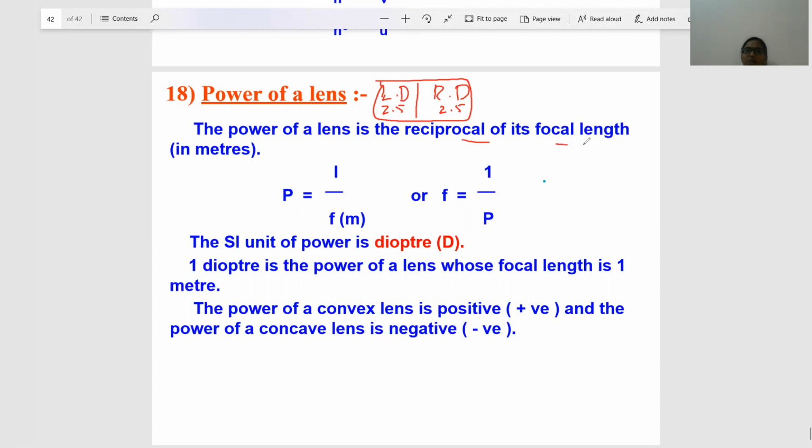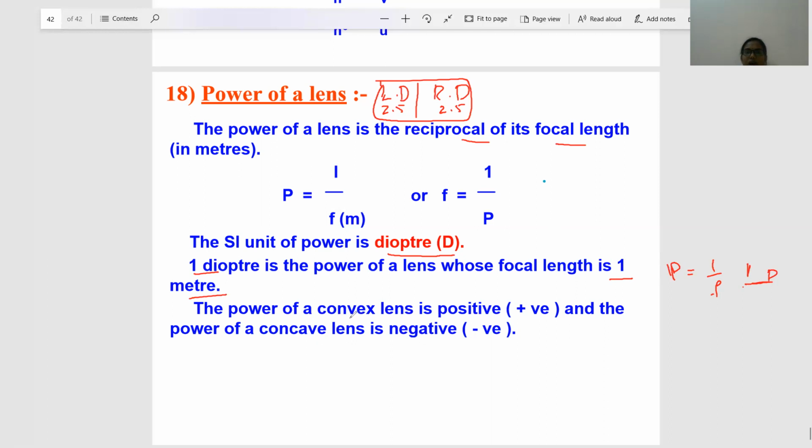So what is the power of a lens? It is the reciprocal of the focal length. Power of a lens is the reciprocal of focal length, or focal length is equal to 1 by power. Clear, children? The SI unit of power is the diopter, represented with capital D. A diopter is the power of a lens whose focal length is 1 meter, and we call it 1 diopter. Let us substitute: power is equal to 1 by f, and in place of f we substitute 1. What will happen? It will be 1 diopter.